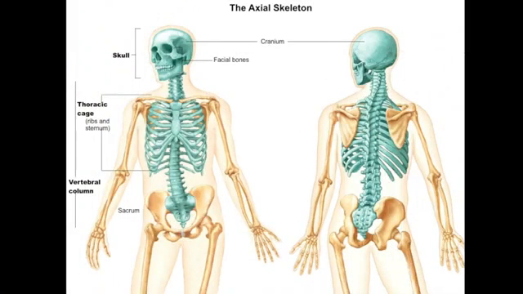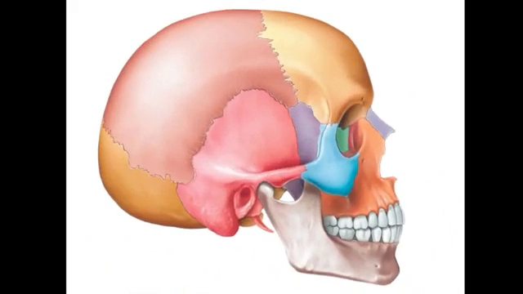Okay, so today we're going to talk about the axial skeleton, and in particular the skull and facial bones. Remember, the axial skeleton is comprised of the skull, thoracic cage, and the vertebral column. But today we're just going over the skull and some of the features.